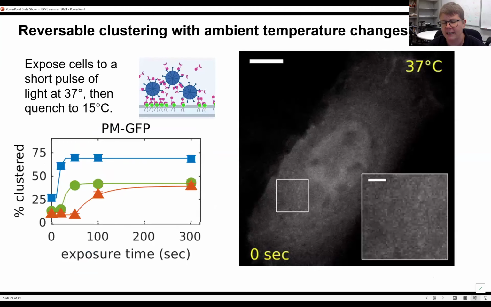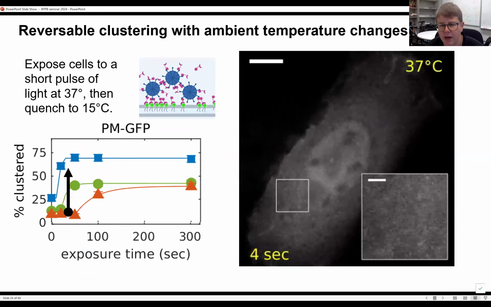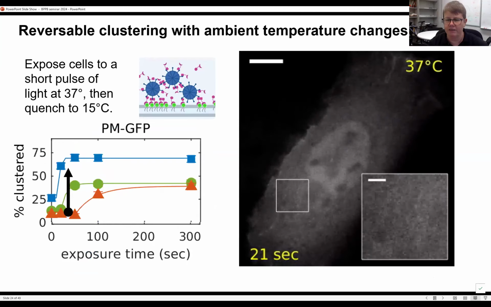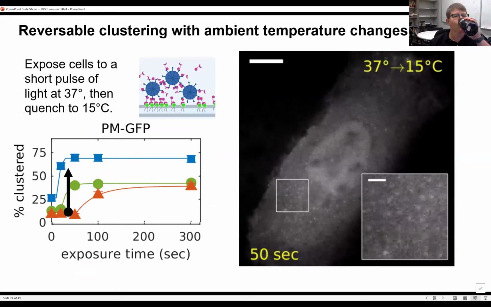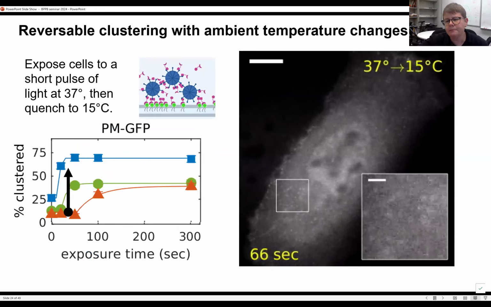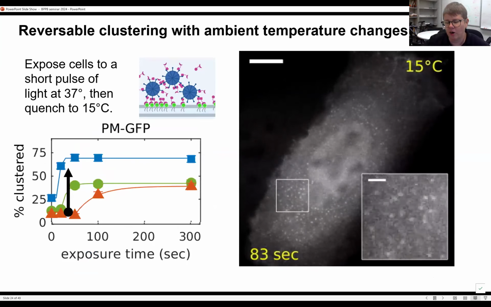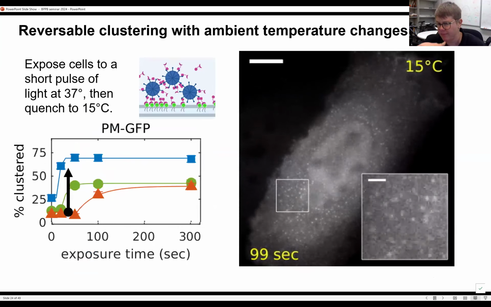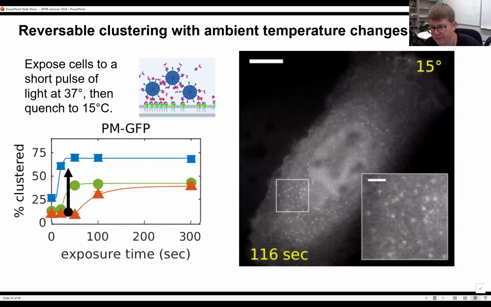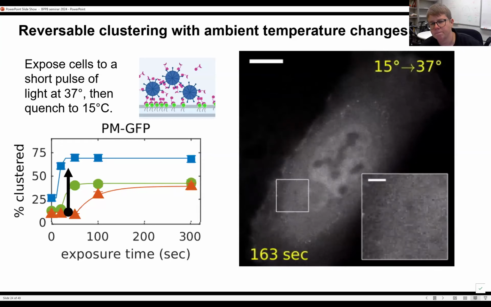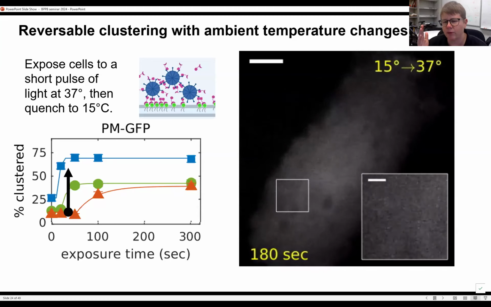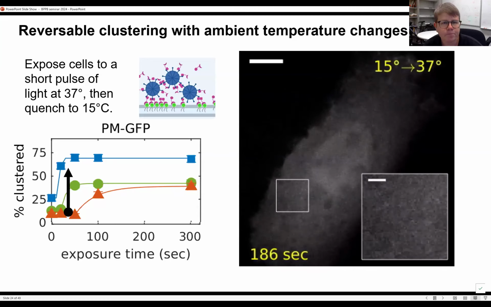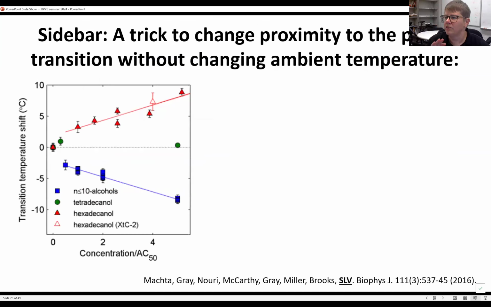You can do the experiment. So here's a live cell now. It's starting off at high temperature. We shine a little bit of light, but not enough to form puncta. And then we quench the temperature down, and you'll see that puncta form. Our autofocus doesn't deal very well with temperature changes, so the focus keeps going in and out, but there are puncta there. And then we raise the temperature again, and they go away. So reversibly, we can get these drops to form. Okay, so temperature is not ideal.